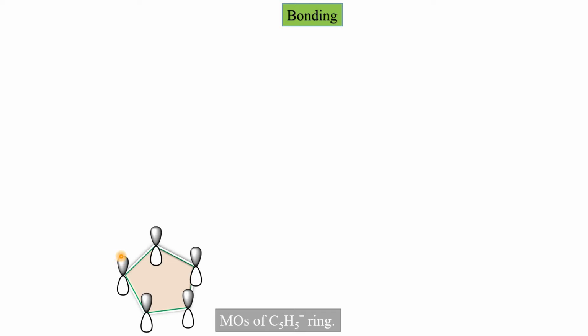It means that the sign of the wave function is not changing from going from this one to this one. So there is no nodal plane in this MO. The first MO is constructed by keeping the sign of the wave function the same for all the 5 orbitals. This is the first MO.